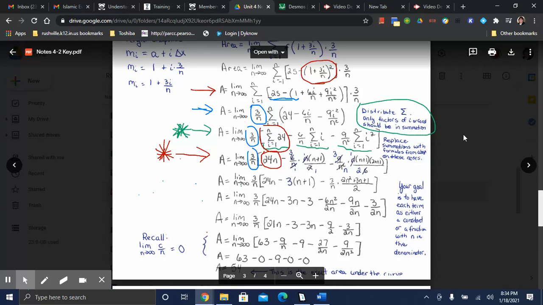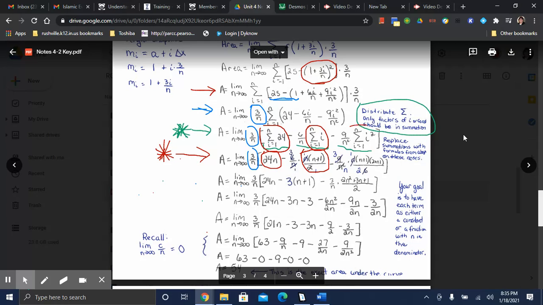For the summation with an i, it became n times n plus 1 over 2. And notice that the 6 over n is here on the outside. Don't do the canceling just yet. That's really the next line.